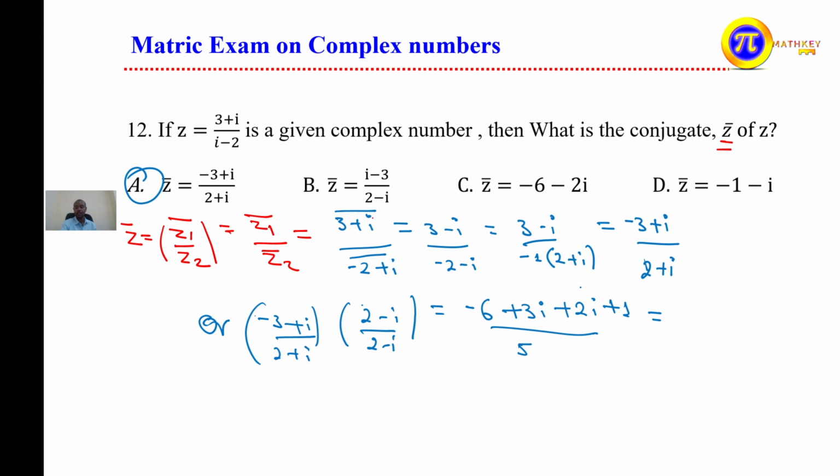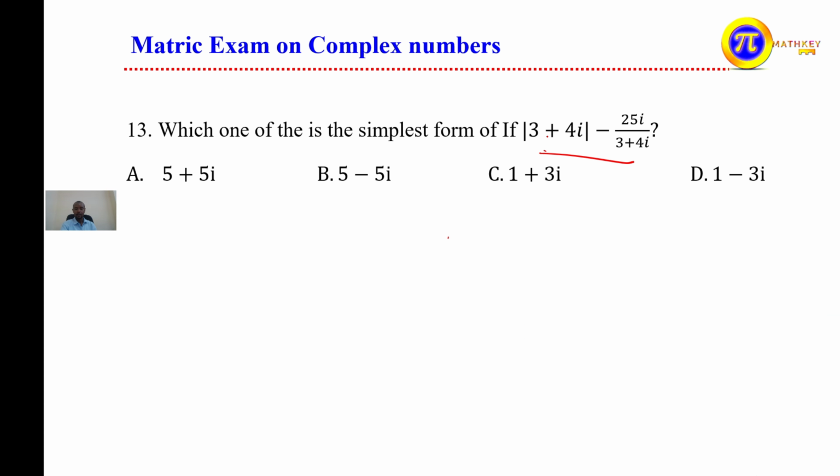Collect real with real, imaginary with imaginary. Negative 6 plus 1 is negative 5. Plus 3i plus 2i is 5i. This divided by 5 becomes negative 1 plus i. So this can also be expressed in such forms.